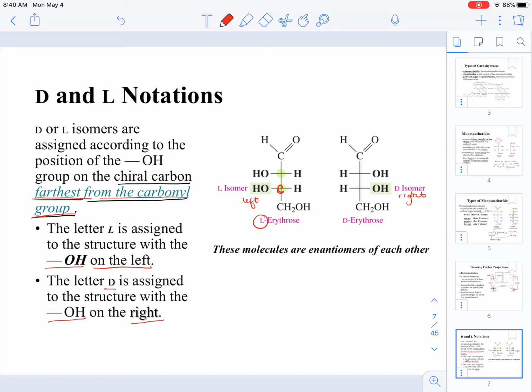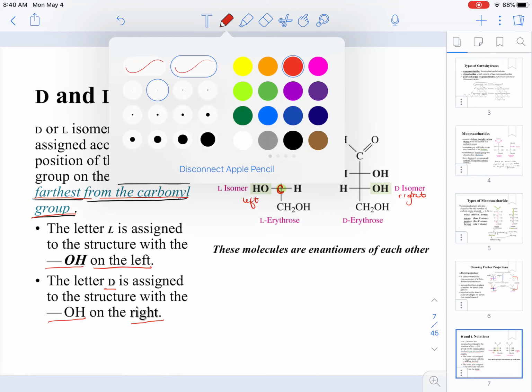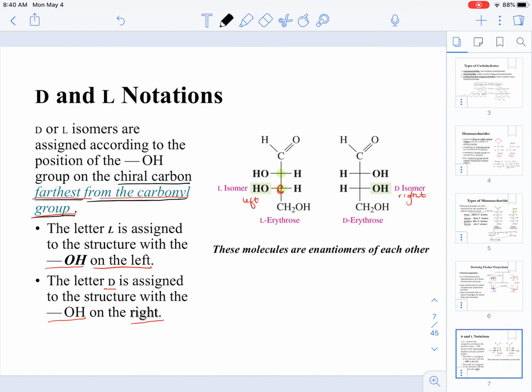Now, when we are going to be comparing these two molecules, for example, here we have L-erythrose versus D-erythrose. And when we look at it in terms of stereochemistry, what does that mean? If you have the molecule of L-erythrose compared to D-erythrose, they are actually enantiomers of each other. And by definition, remember that enantiomers are going to be mirror images of each other.